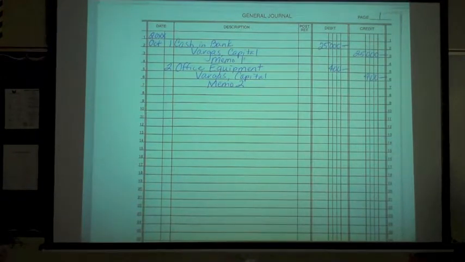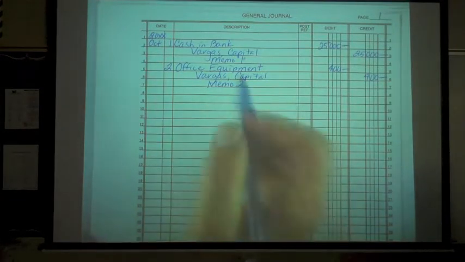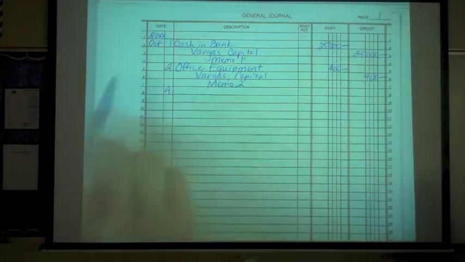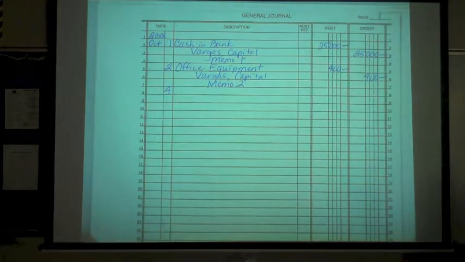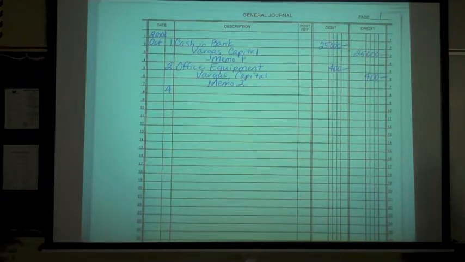October 4th, Zip issued a check for $3,000 to buy a computer system. Well, what check did they issue? Check 101. So we're going to write October 4th. You don't have to repeat the year or the month again. What 2 accounts are going to be affected? Cash in bank and computer equipment.